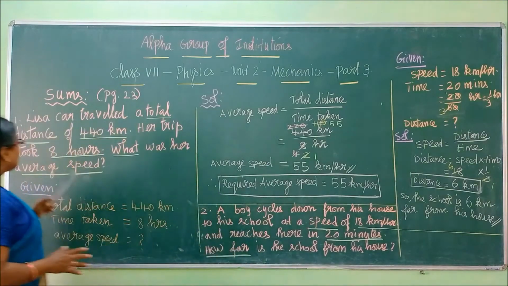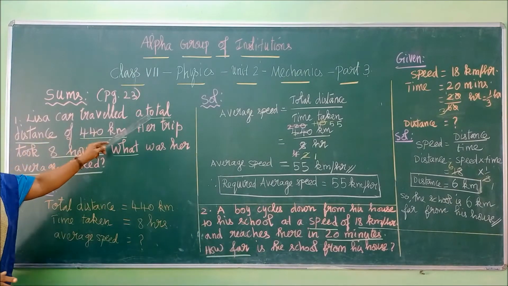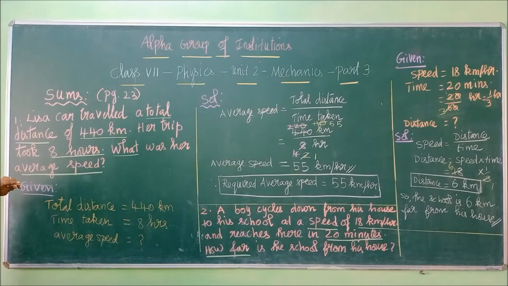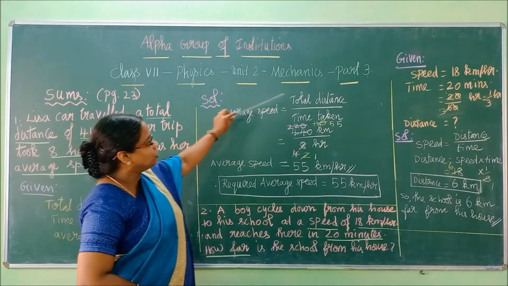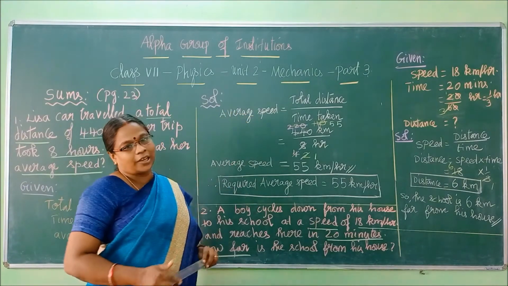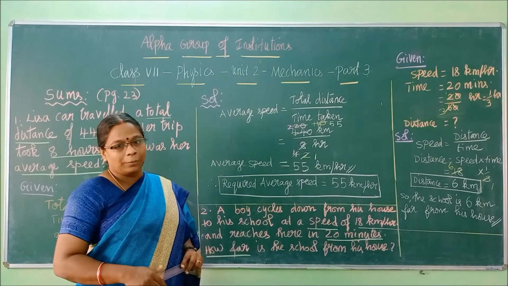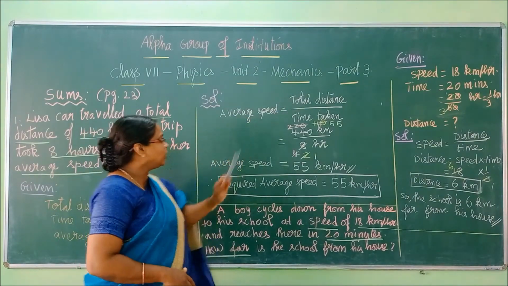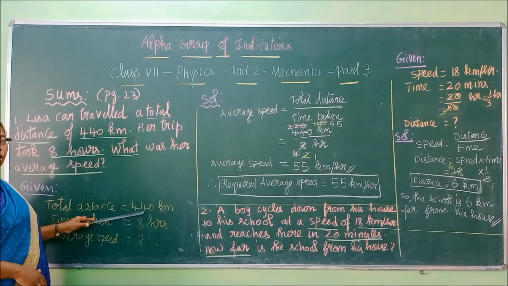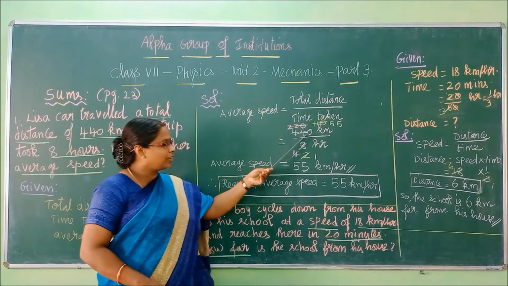But here the question got modified. Total distance, time, average speed they have asked. So we have to modify the formula. Average speed is equal to total distance by time taken. So formula is over. Now substitute the values. What is your total distance? 440 km. So that I have written here.